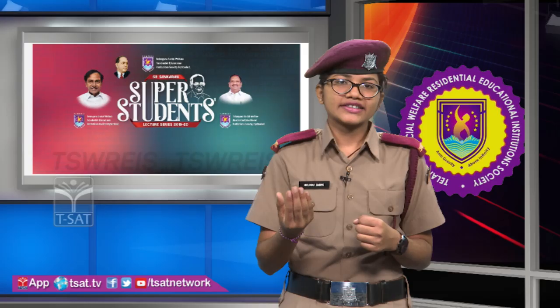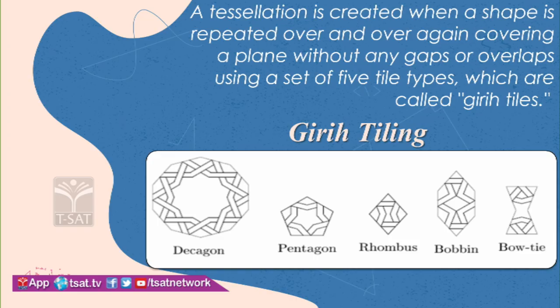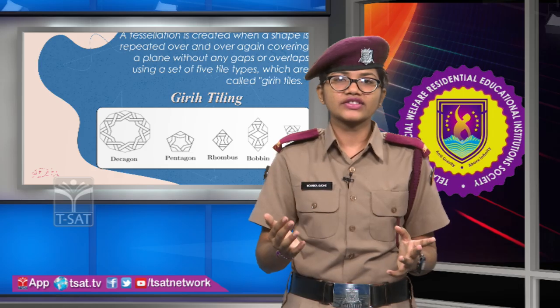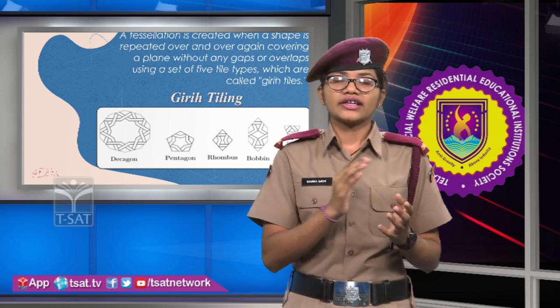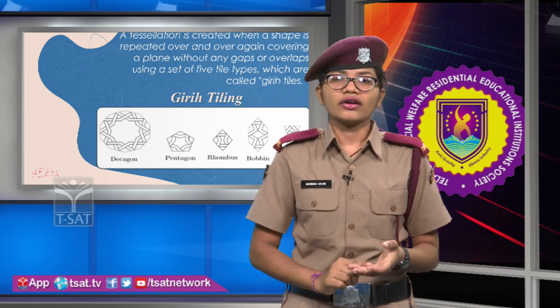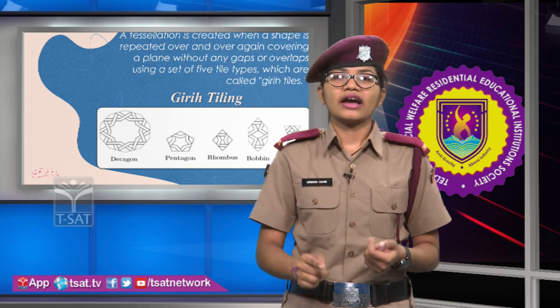Do you know what tessellation is? Tessellation is created when a shape is repeated over and over again within a plane, covering it with no gaps or overlaps, using a set of 5 tiles, which is also known as girih tiling. You may be hearing about girih tiling for the first time. There are 5 types of girih tiles which influenced the architecture: the decagon, pentagon, rhombus, bobbin and bow tie.